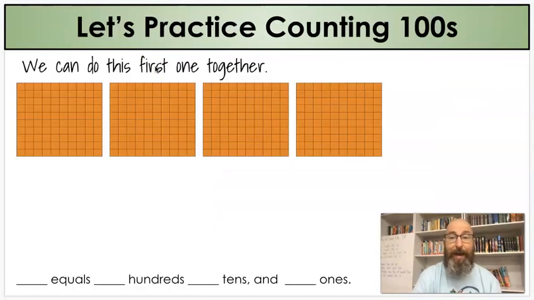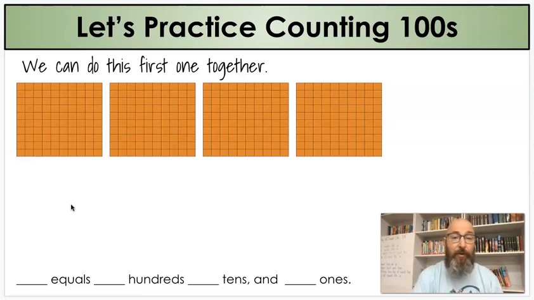Now, let's practice counting hundreds because today's focus is really just going to be on the hundreds. And remember what we said. The square is worth 100, and of course we can see the 10 by 10 in there. So we're going to do this first one together, and then we're going to have some practicing, and I'm going to let you tell me if you know the right answer.